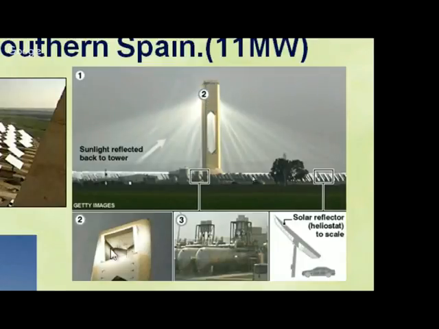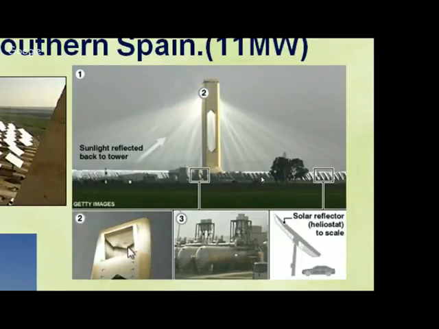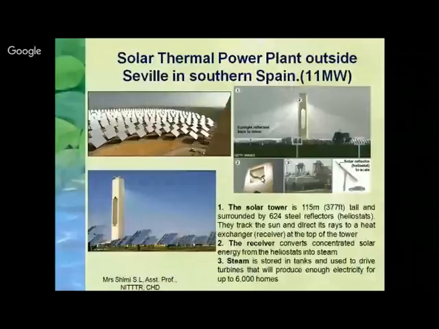Here the light is focusing on this, which is around 115 meters tall, and it is surrounded by 624 reflectors. These are the reflectors. Around 624 reflectors are there, and they track the sun and direct the rays to a heat exchanger at the top. This is nothing but the heat exchanger. It will reflect the sunlight towards that heat exchanger.